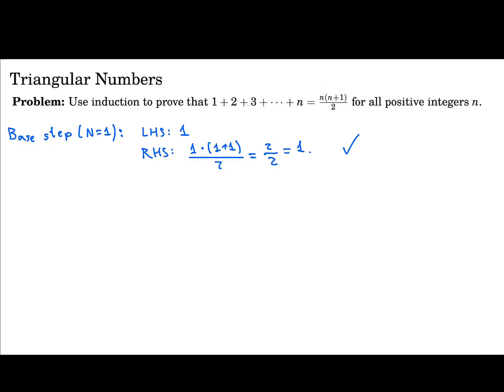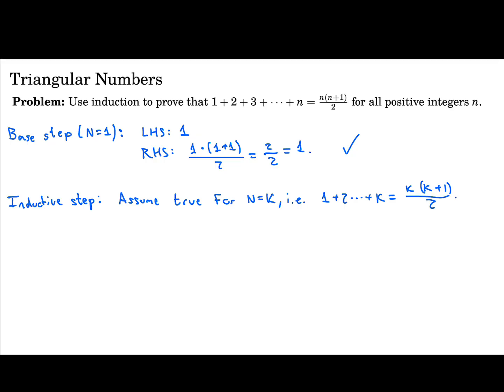Now we need to do the inductive step. So let me write here, we need to do the inductive step. And so what is the inductive step? The inductive step, we're going to assume it's true for n equal to k. And so what does this mean? So this means that we're going to assume that this is true for k. So when you sum all the numbers up to k, you get k times k plus 1 over 2.